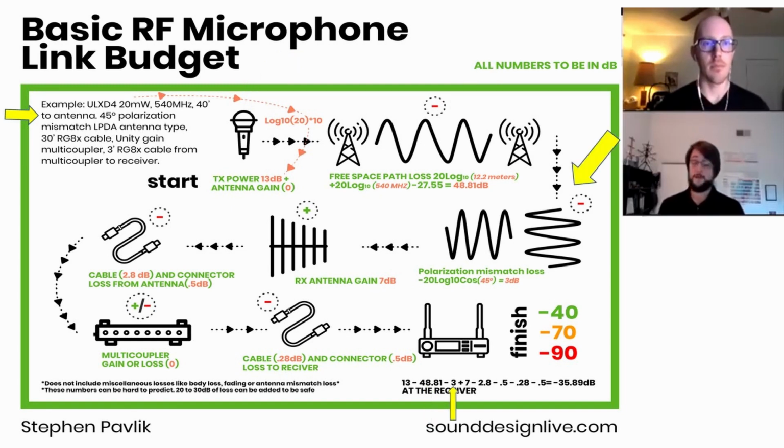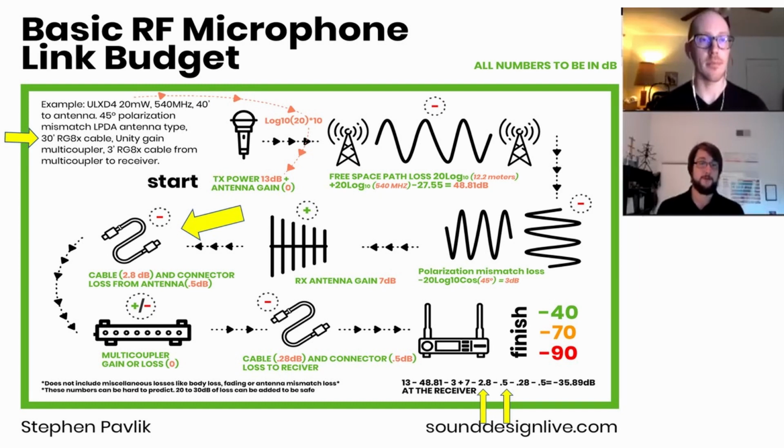So we have 45 degrees of polarization mismatch loss. So that means we have our antenna like this, which a lot of us have probably seen and what we've talked about a little bit if you've watched the last videos. And then we have an LPDA type antenna. So we're going to say it has 7 dB of gain, 7 dBi, if you want to be more specific. And then we have 30 feet of RG8X cable, which is frequency specific at 540 megahertz, equates to 2.8 dB of loss. And then I just put in, for a nice newish connector, 0.5 dB of connector loss.